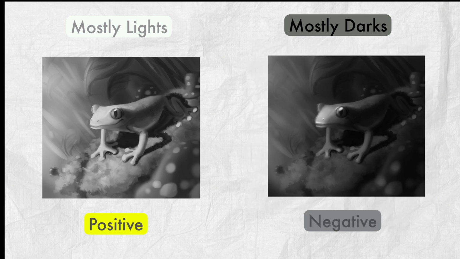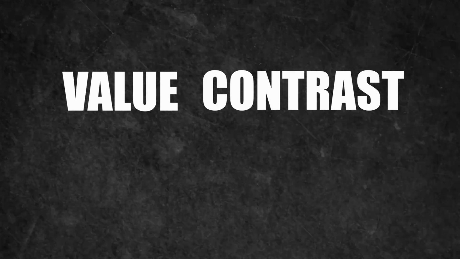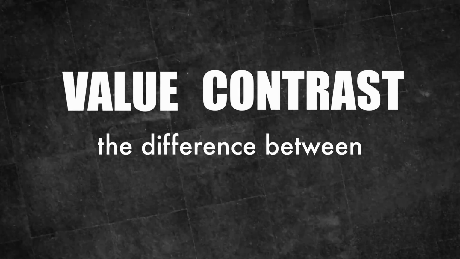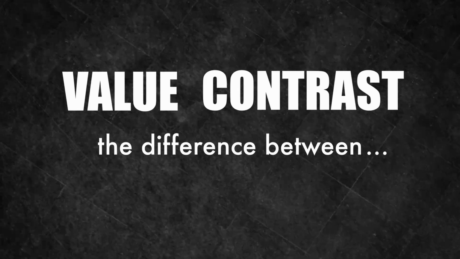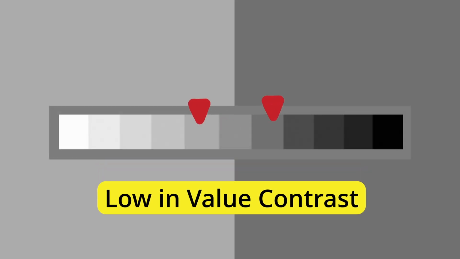But we need to consider the value contrast as well. Value contrast is the difference between, well, values. Hold on, let me explain. Here we have pure black and pure white. They are far apart on the scale and so are high in value contrast. Here is a gray with a slightly darker gray. They are closer on the scale and low in value contrast.